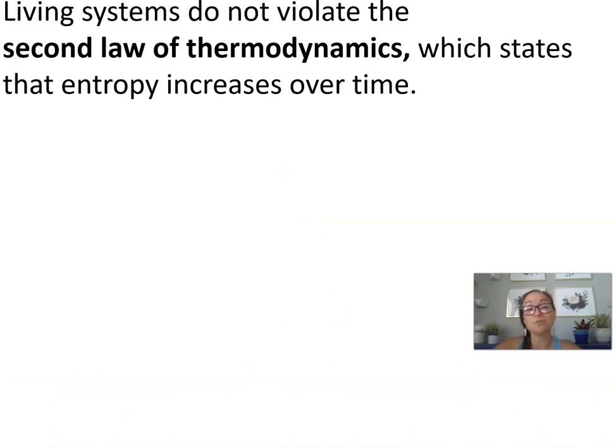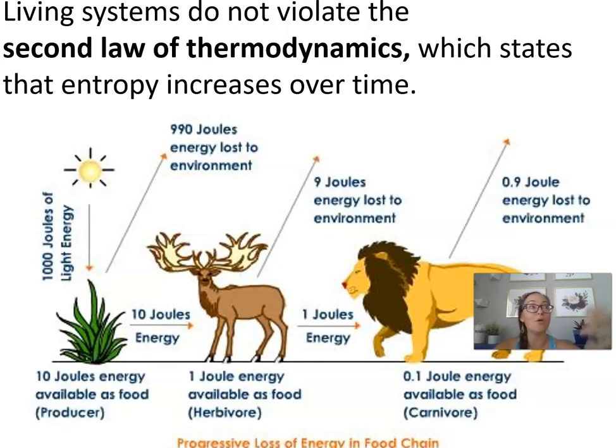This is due to the second law of thermodynamics, because of that increasing entropy over time, where we lose a lot of that potential energy as heat in our activities. Especially being endotherms, as mammals, we use a lot of our food energy to create that heat to maintain our homeostasis.